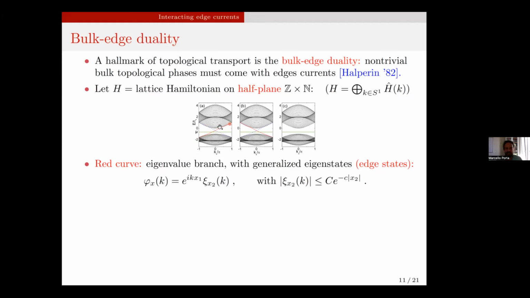For a given value of K, these correspond to so-called edge modes. In fact, these are generalized eigenstates of the Hamiltonian H, which behave as a plane wave on the boundary. So they are responsible for metallic transport on the boundary, but they decay exponentially fast in the bulk. So they are almost one-dimensional states that live on the boundary of the system. Right, so this is what could happen.